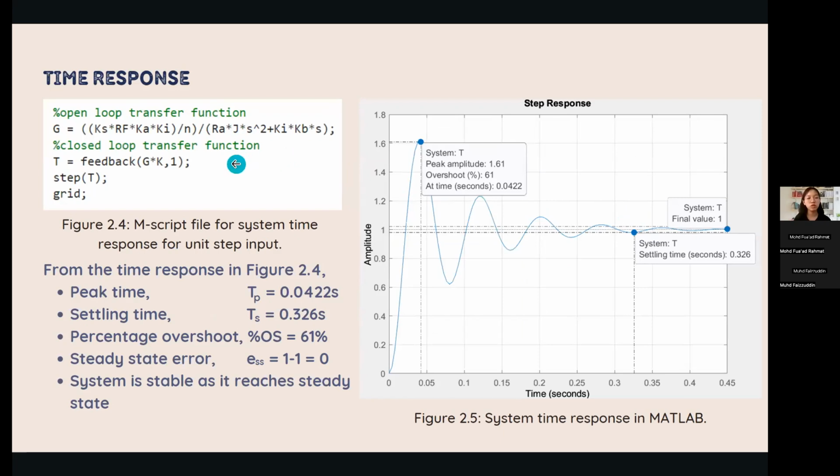Using the closed loop transfer function, we can generate the time response by using the step function for a unit step input. These are the obtained peak time, settling time, percentage overshoot, and steady state error.